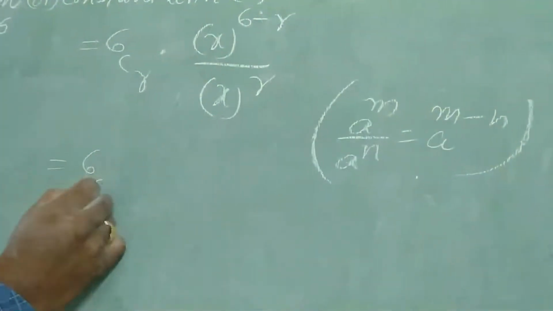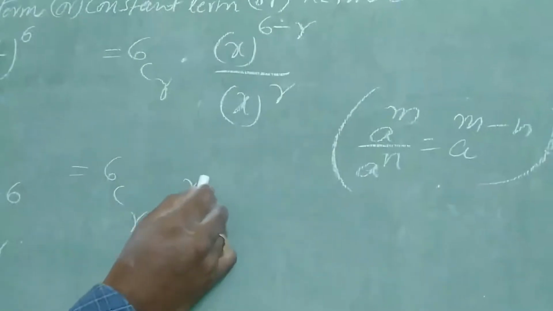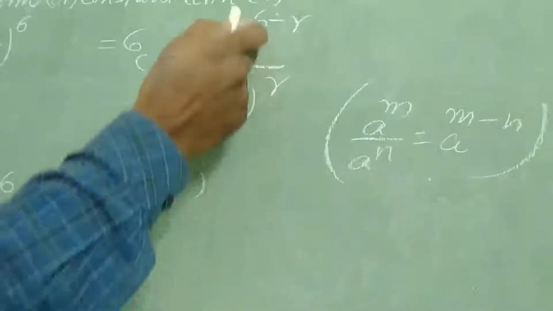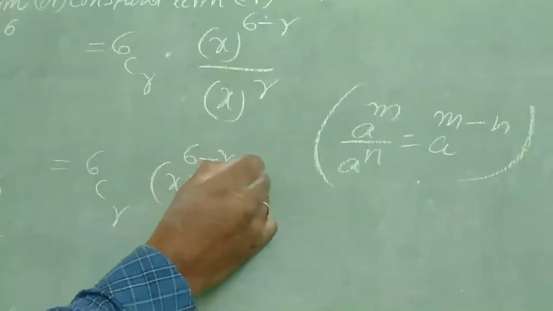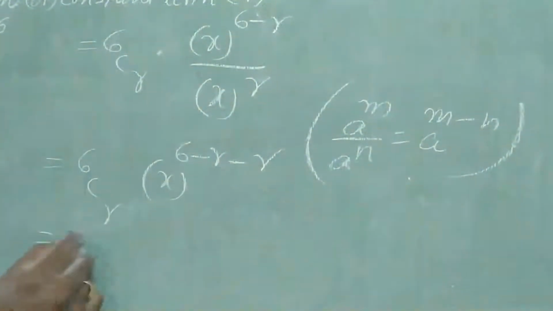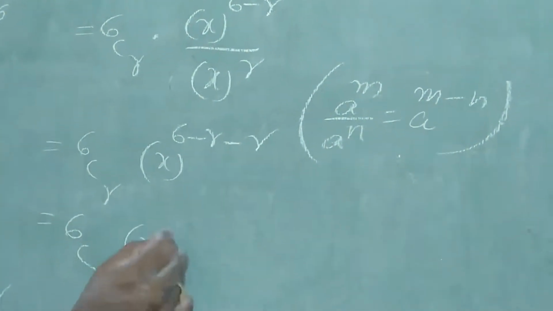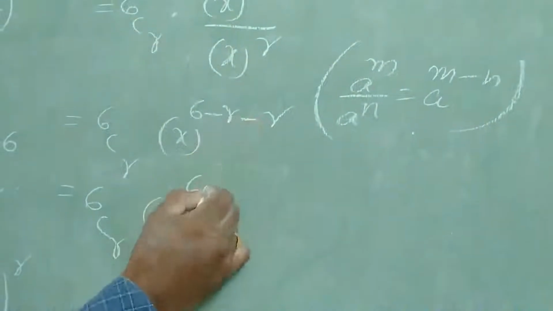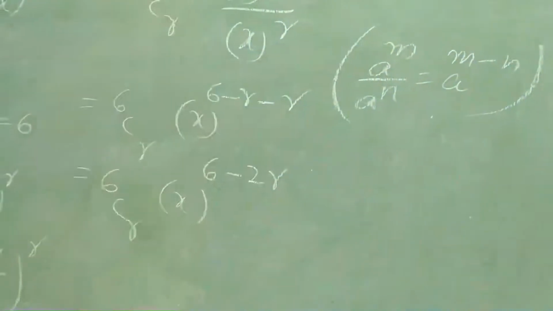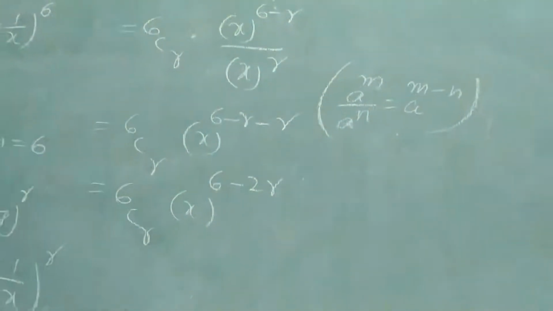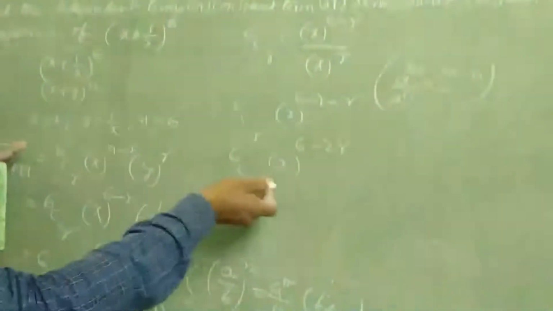So that is equal to 6Cr, x to the power of m minus n, that is 6 minus r minus nr. So 6Cr, x to the power of 6 minus r minus 2r. Okay, so the entire process is simplified. It is a simplified form.